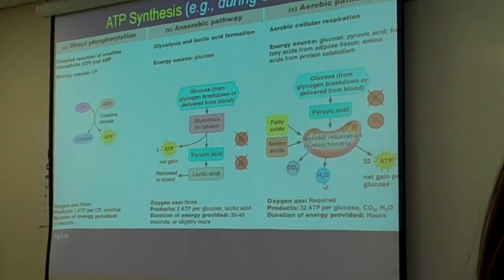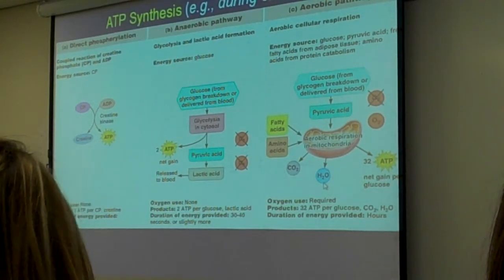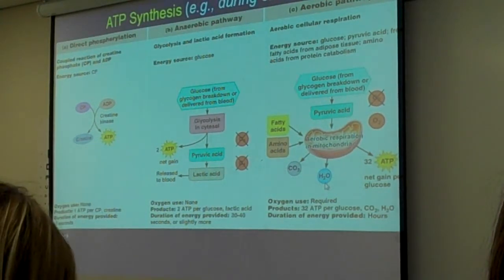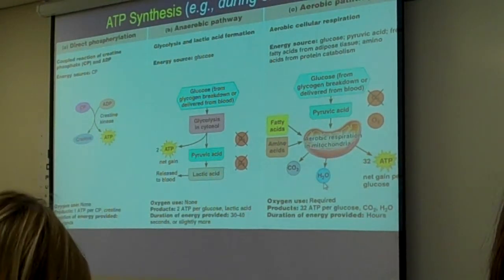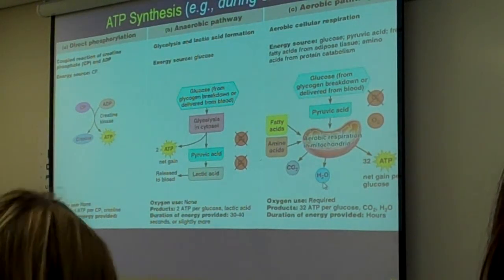So this is what we mean when we talk about ATP turnover. As quickly as it's used, it has to be resynthesized, or else you run out. You run out, cells die. So where is this energy coming from? Creatine phosphate.